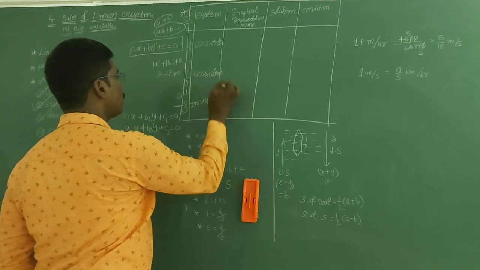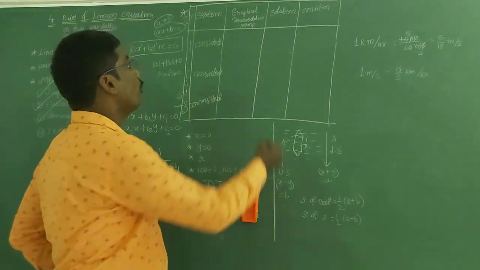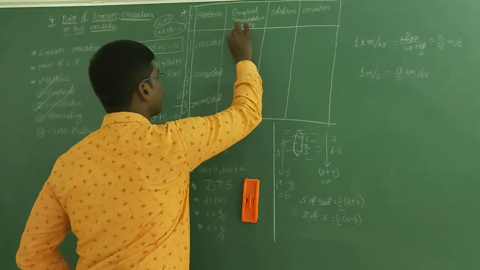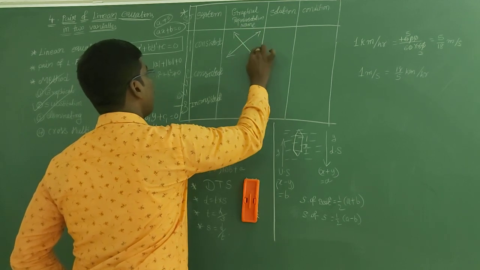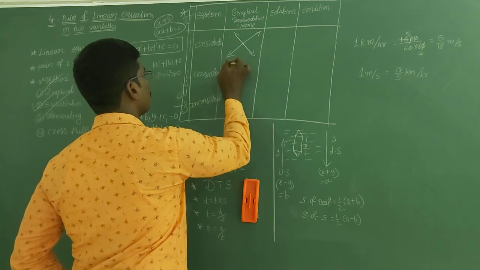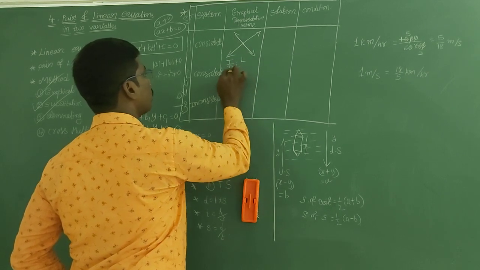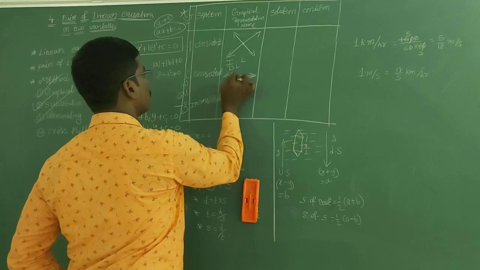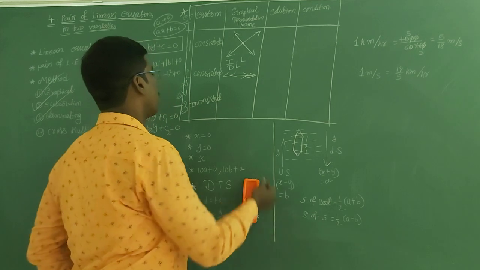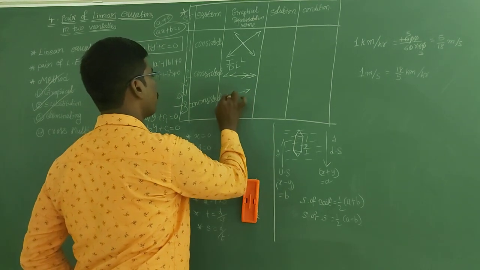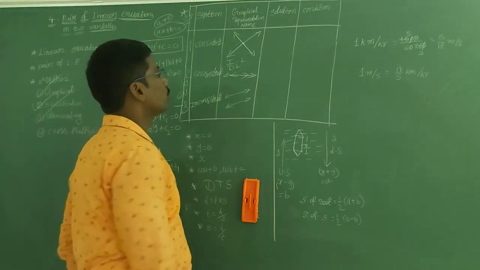We have two systems: consistent and inconsistent. Now, graphical representation. Intersecting lines, those are intersecting lines, and dependent lines, and also coincident lines and also parallel lines. So this is the system.